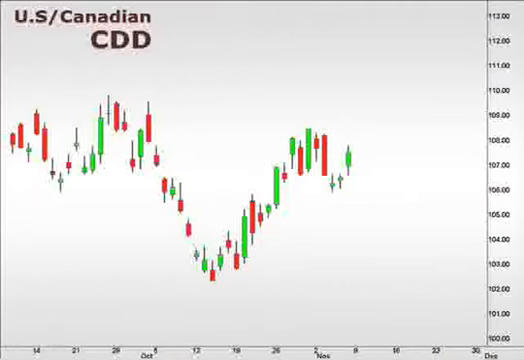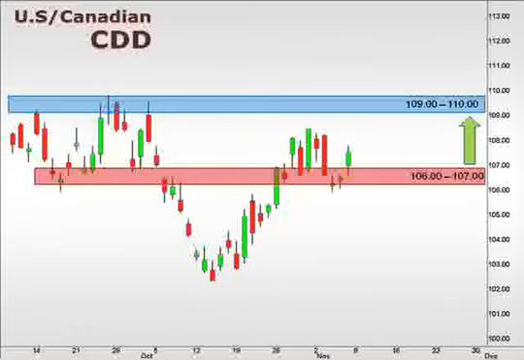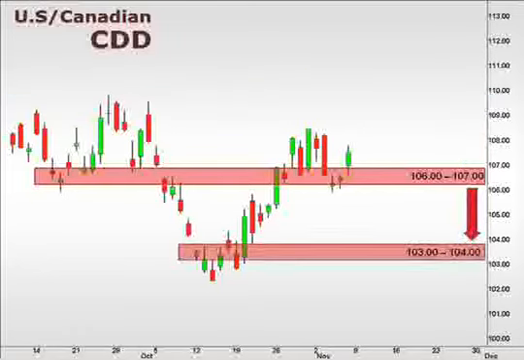Well, the US dollar continues the recovery process against the Canadian dollar, as seen here in the ISE FX Options pair value CDD. The 106-107 focal zone held strong this week as the CDD appears to be forming a bull flag, lending further credibility to a push into this 109-110 box. Now, if the pair value breaks and closes below 106, then a retest of the 103-104 focal zone is a high probability.